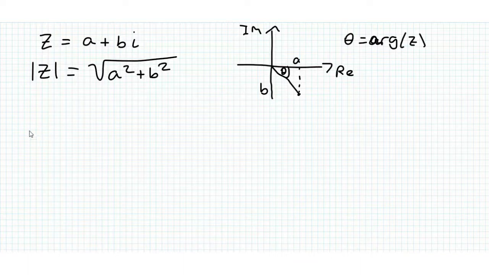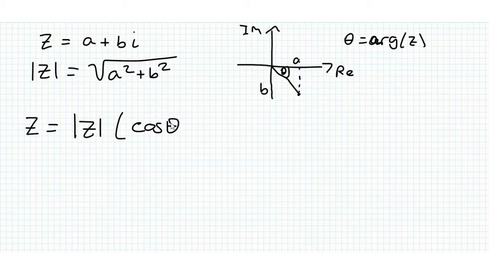So we can define our complex number z as being equal to mod z multiplied by cos theta, where theta is the argument of z, plus i sin theta. This is very similar to polar coordinates if you've ever studied those before. But this is what you should remember.